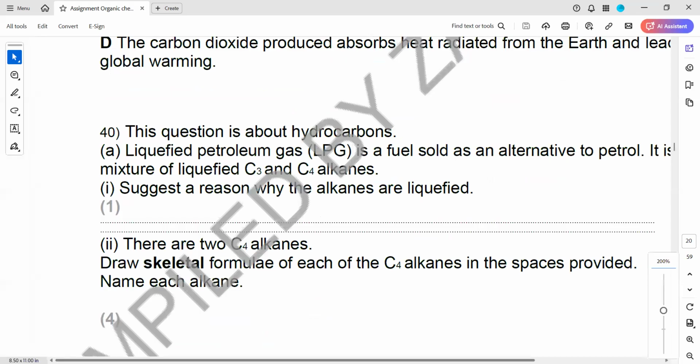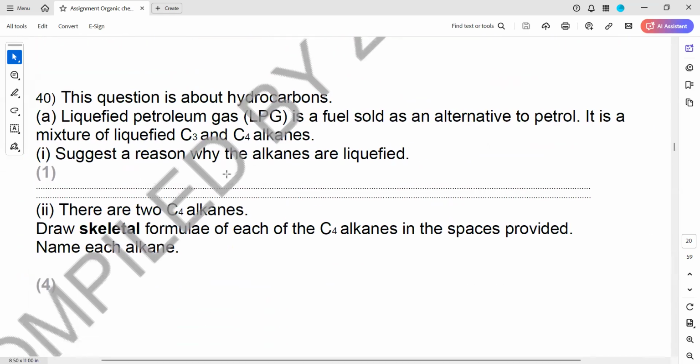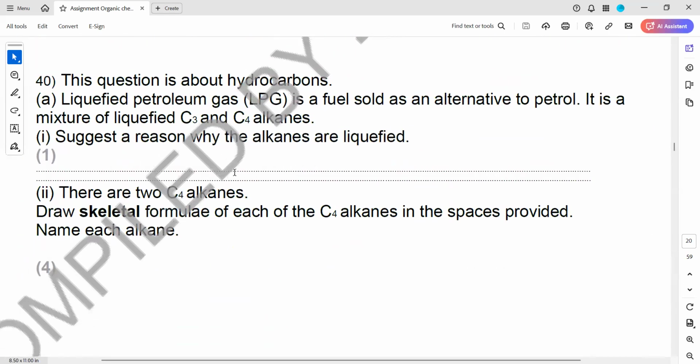And question 40. This question is about hydrocarbons. Liquefied petroleum gas, LPG, is a fuel sold as an alternative to petrol. It is a mixture of a liquefied C3 and C4 alkane. Give a reason why alkanes are liquefied. Like, why do we prefer to have the fuel mainly in a liquid state?